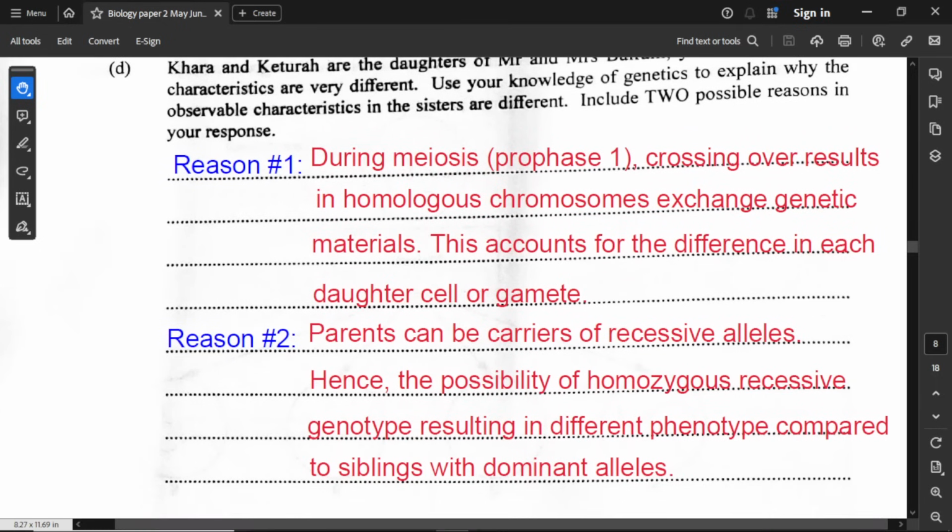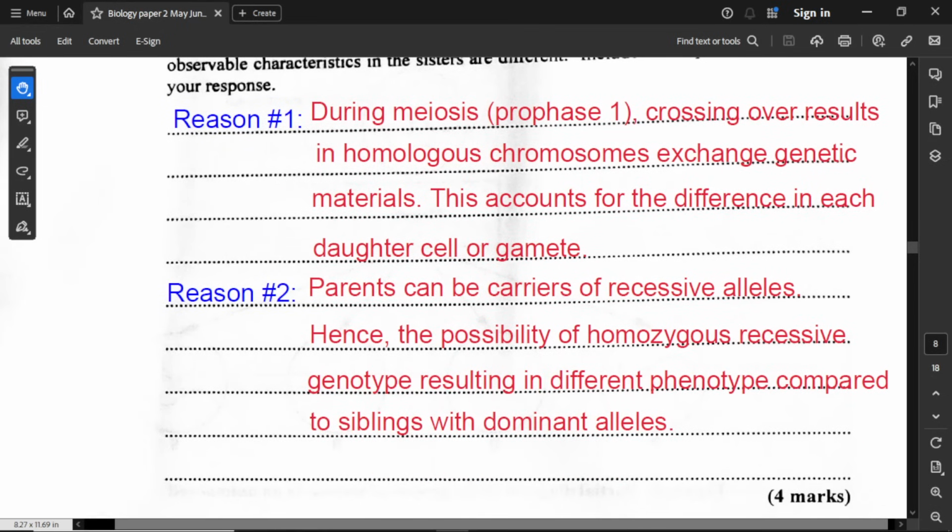So for reason number one, during meiosis, especially prophase 1, we have crossing over, resulting in homologous chromosomes exchanging genetic materials. And this accounts for the differences in the daughter cells or gametes. For reason number two, parents can be carriers of recessive alleles, hence the possibility of a homozygous recessive genotype resulting in a different phenotype compared to siblings with dominant alleles.